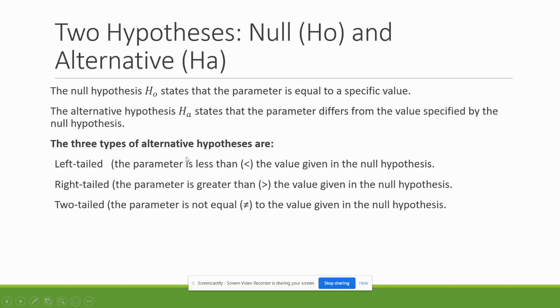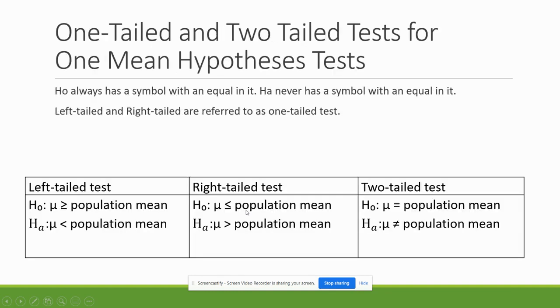Okay, and there's three types of alternative hypotheses you can have. You can have left-tailed, which is the less than symbol. You can have right-tailed, which is the greater than symbol, or you can have two-tailed, which is not equal. Because remember, the equal sign goes in the null. This is the not equal. So let's look at one-tailed and two-tailed tests for a one mean hypothesis test. That means I'm just comparing one sample mean to the population. We refer to left and right tail as one-tailed. We refer to this one down here, the not equal, as two-tailed.